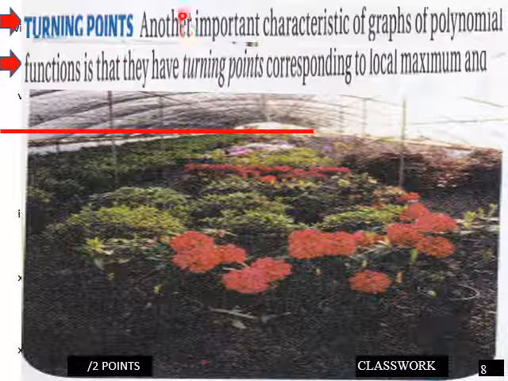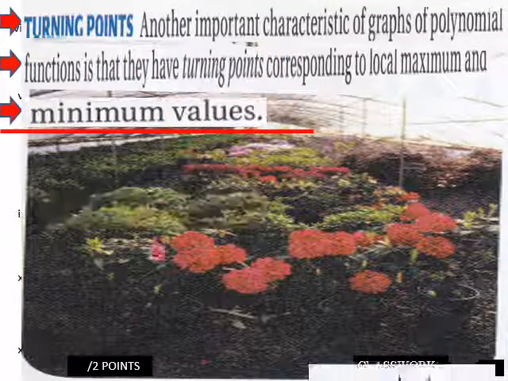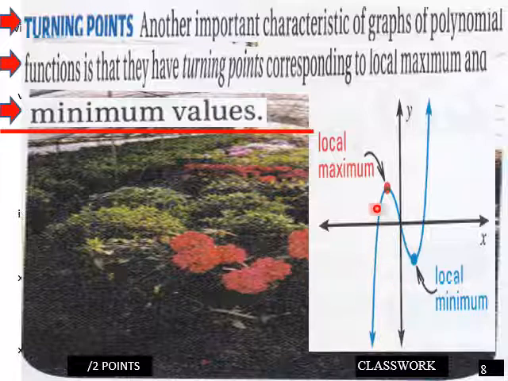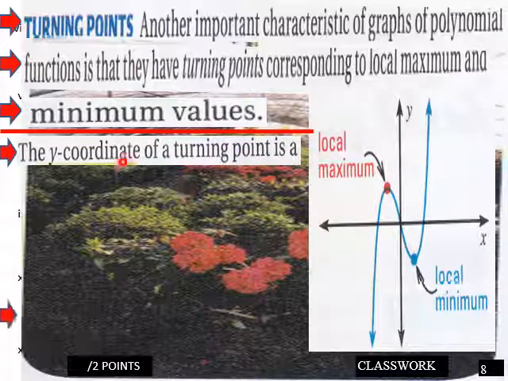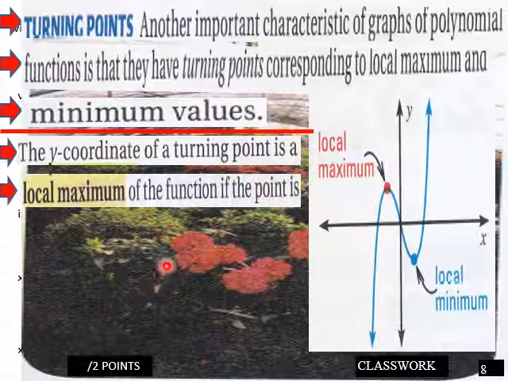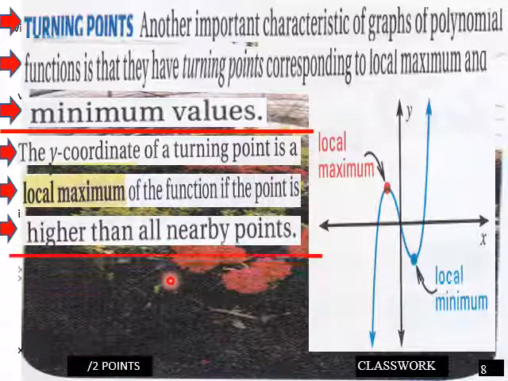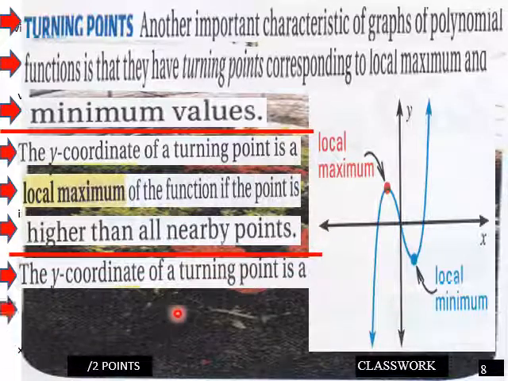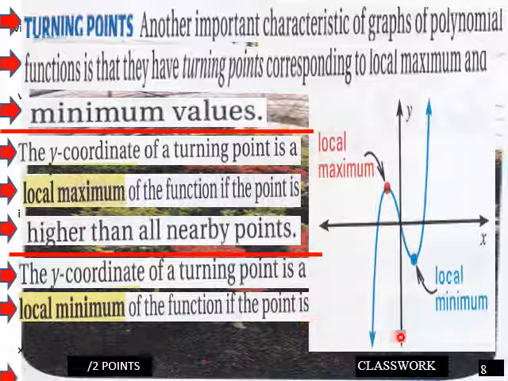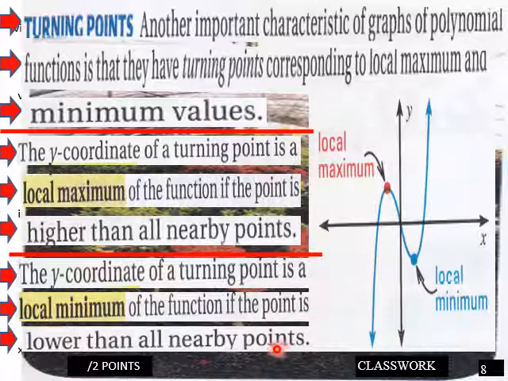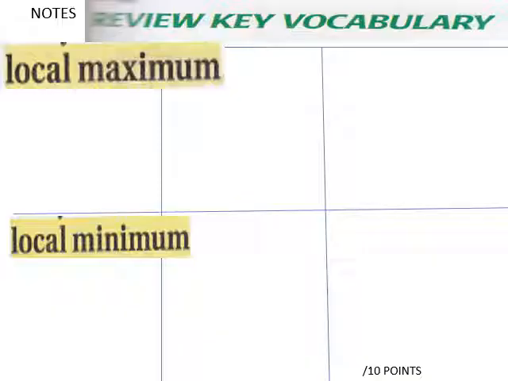Turning points. Another important characteristic of graphs of polynomial functions is that they have turning points corresponding to local max and min figures. So this would be a local max and local min. That's exactly what they are. They are turning points on these higher degree polynomial functions. The y-coordinate of a turning point is a local max if it is higher than all nearby points, and the y-coordinate of a turning point is a local min if it is lower than all nearby points.